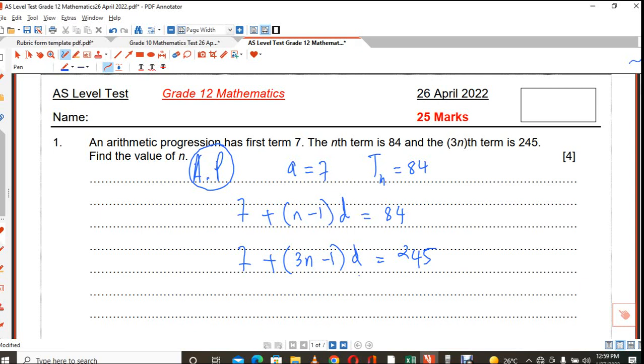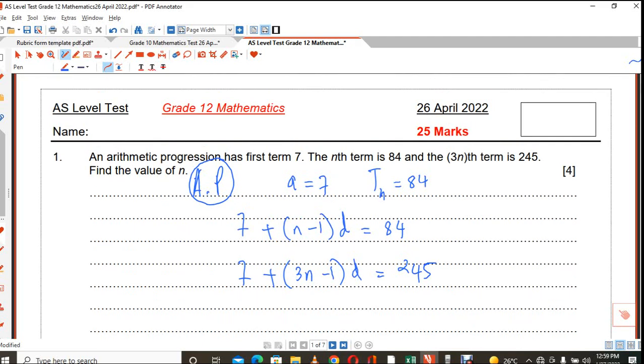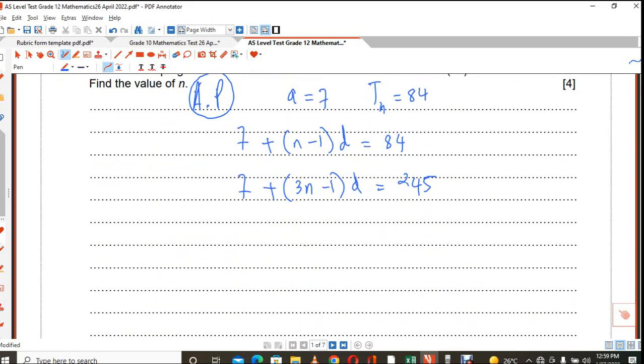Yes? Can you move like this so we can see? Yes. This has an equal understanding. Okay.